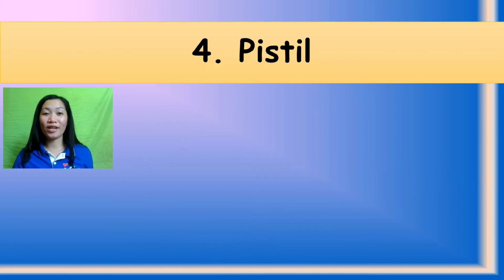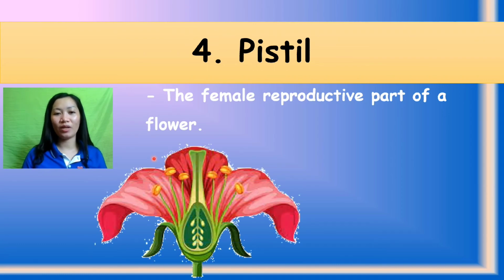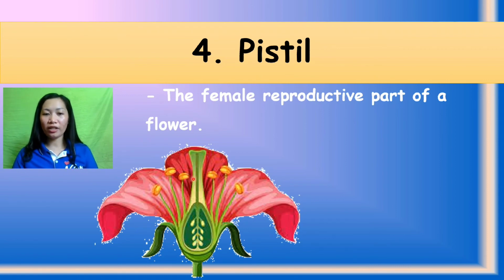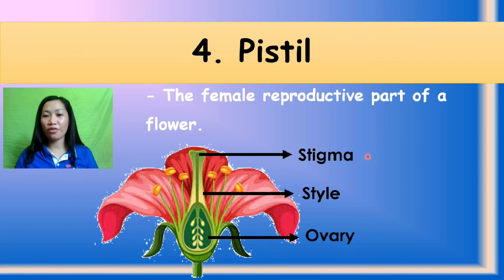And we have the last part of a flower, which is the pistil. When we say pistil, it's the female reproductive part of a flower, and it's found in the center part of a flowering plant. So we have the stigma, we have the style, and we have the ovary. These three are called the female reproductive part of a flower, which is the pistil.